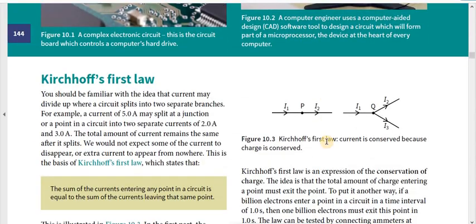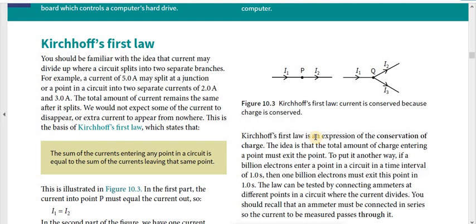Okay, we have Kirchhoff's first law. The sum of currents entering any point in a circuit is equal to the sum of currents leaving that same point. You have to know this definition. I have mentioned that whatever is in green boxes or highlighted in green is very important. You have to study it, you have to memorize it, because in the exam paper they can ask you to state Kirchhoff's first law, state Kirchhoff's second law.